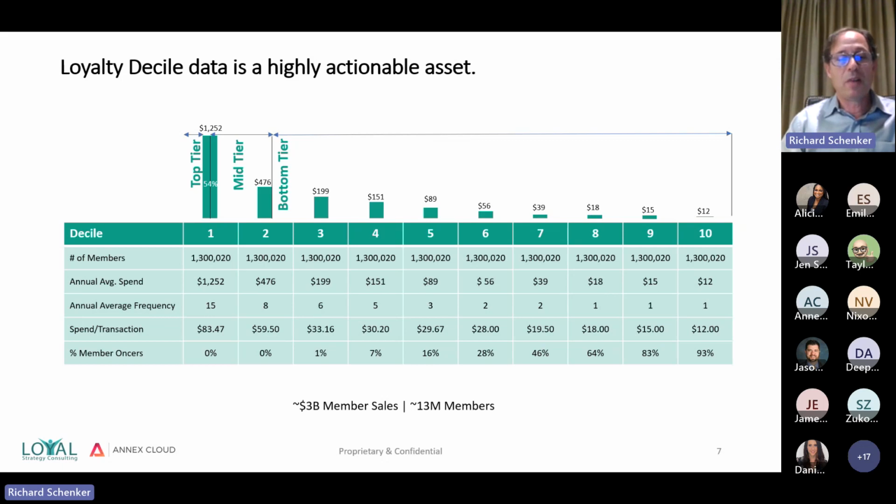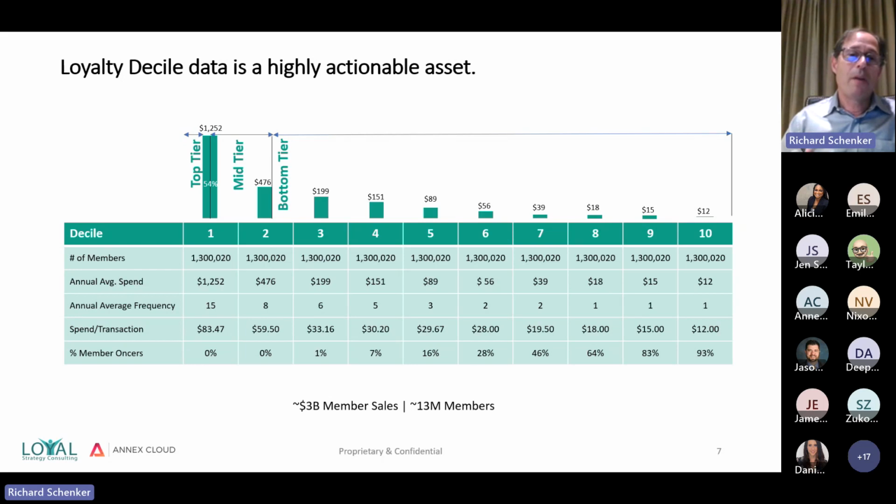And then as you see at the bottom here, the percent of member oncers are customers who only frequent this particular business one time per year. That's really important to understand, what proportion of members, because you want to try to bring customers in more than one time per year if you've invested the money in getting them to engage in your loyalty program.